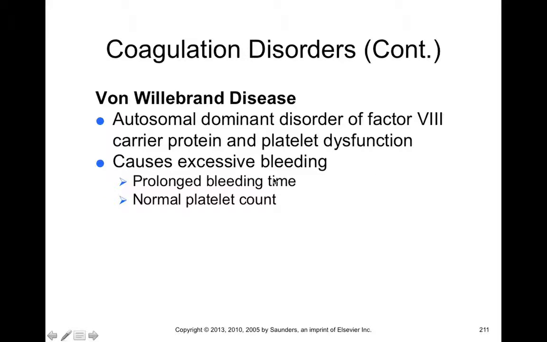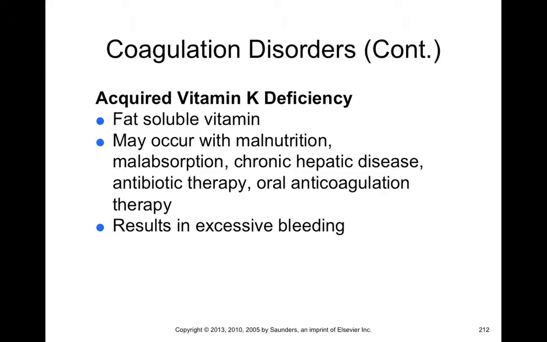Now, von Willebrand disease is an autosomal dominant disorder of factor 8. And what we find then is also platelet dysfunction that is associated with this. This can lead to excessive bleeding, so we'll see prolonged bleeding time, but we do see a normal platelet count with von Willebrand disease. Vitamin K deficiency can also lead to coagulation disorders.